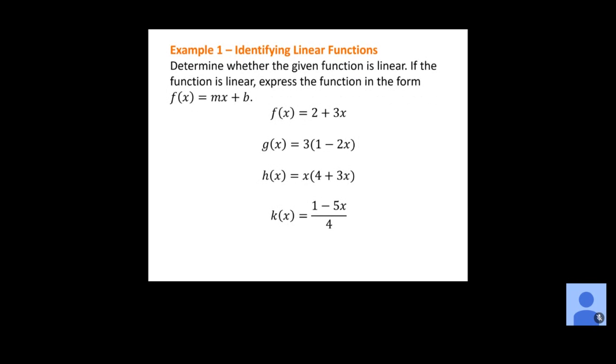All right, so example 1 here, we want to determine whether the given functions are linear, and if it is linear, we want to put it in that mx plus b form. So we take a look at the first one here. We've got f of x equals 2 plus 3x. So the question is, can we somehow rewrite this one to get it into mx plus b form? Well, if I just rearrange my terms here, because remember addition is commutative, I can switch the order. That's going to give us 3x plus 2. And now you can see that we have this in mx plus b form, where 3 is the m value, 2 is the b value. And so this would be a linear function.